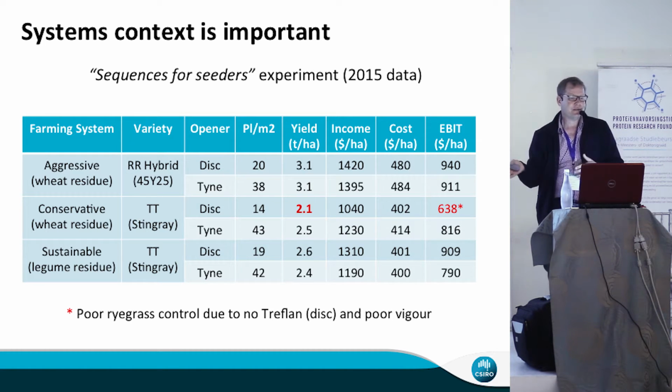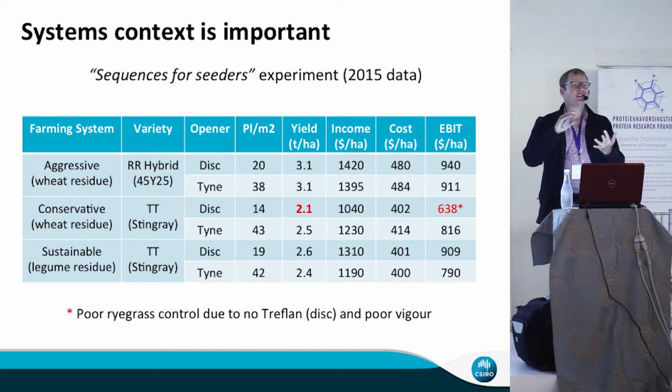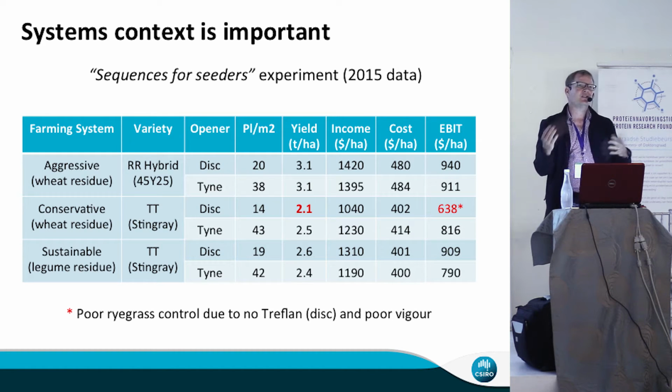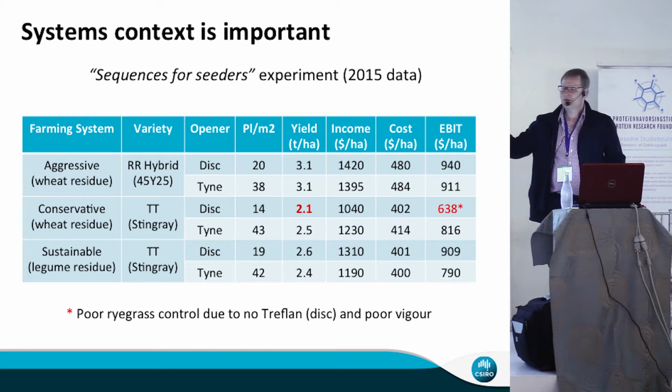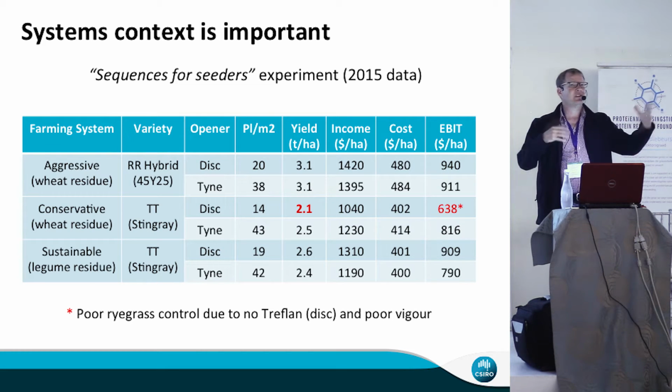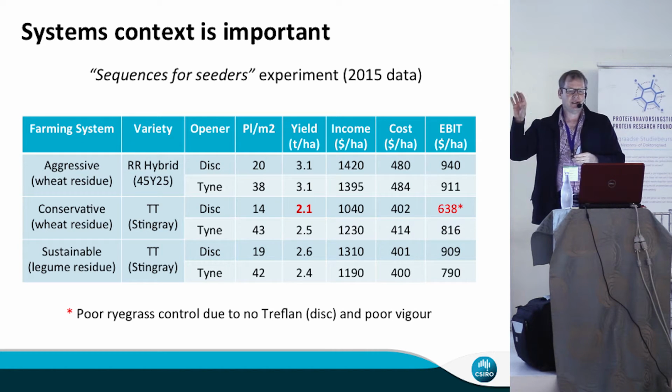And so we've got different farming systems there. We've got an aggressive farming system that's like high cost, high input, high yield, high risk, where people are using Roundup Ready hybrids, expensive pre-emergent herbicides. They're just going out and really wanting to set things up. Conservative systems using a cheaper TT, OP, canola. And the sustainable one has a legume in the system as well. And so you can see there that you can have success with any of these systems, but it's about knowing your costs. It's about knowing what impact there might be.